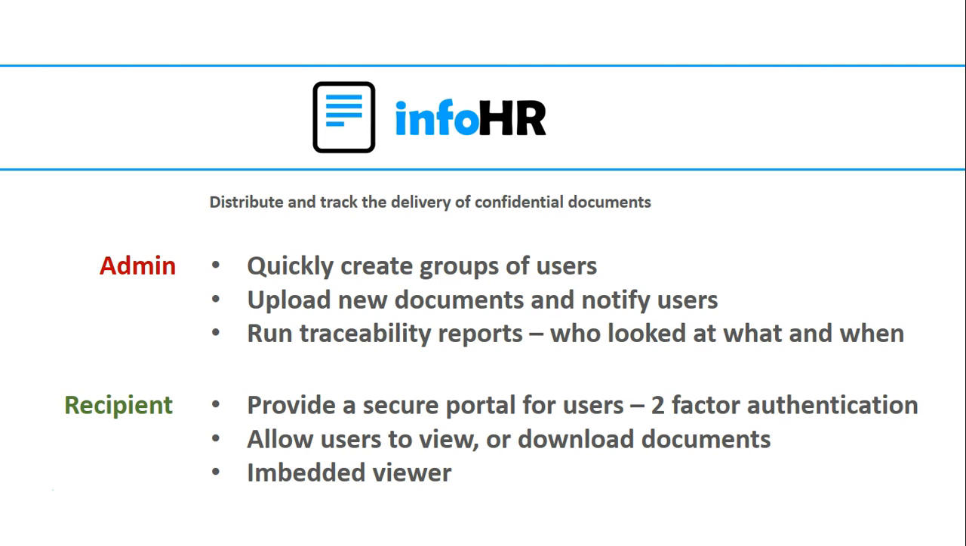Now let's consider the recipient interface. Firstly, the recipient will get an email notification advising them that a document has been sent to them. When they click on the link in the email, they'll be asked to log on to the infoHR portal with their username and password. As security is a really important part of infoHR, the user will be sent a text message containing a unique code. To gain access, they'll have to enter the code. This two-factor authentication logon process is similar to how many internet banking applications apply an extra layer of security.